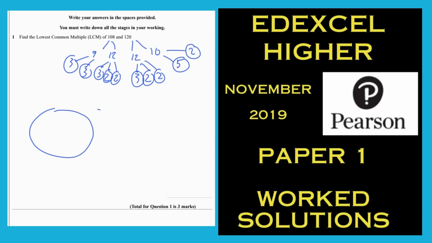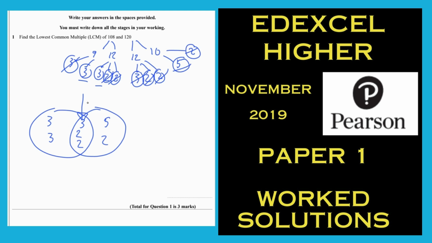Loads of people seem to prefer the Venn diagram approach, so let's go for that. There's a 3 in common into the centre. There's a couple of 2s in common, also down the middle. And the leftovers, the 3 and the 3, they're just for the 108. The 5 and the 2 left over, just for the 120. If you wanted to find the highest common factor, that's multiply the intersection, 3 times 2 times 2. But if you want the LCM, it's a case of multiplying all of them.